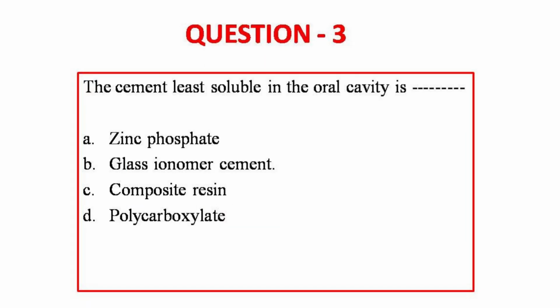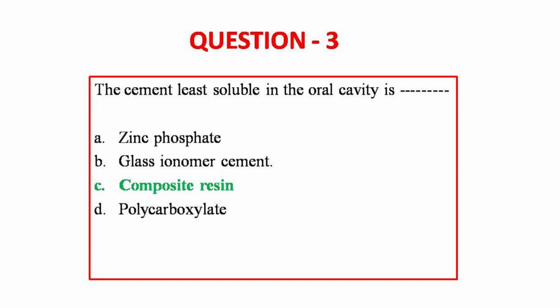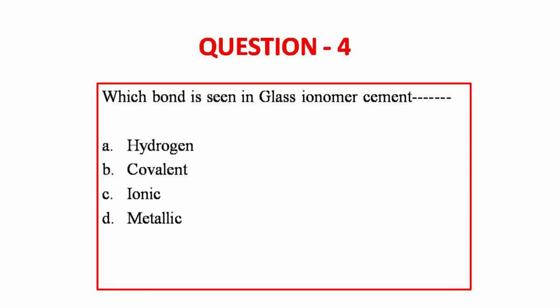So the cement least soluble in the oral cavity is, they've given us 4 options and the answer is composite resin. As we all know, composite resin is the least soluble in the oral cavity compared to all the other cements which they've given: zinc phosphate, glass ionomer cement and polycarboxylate. So moving on to question number 4.